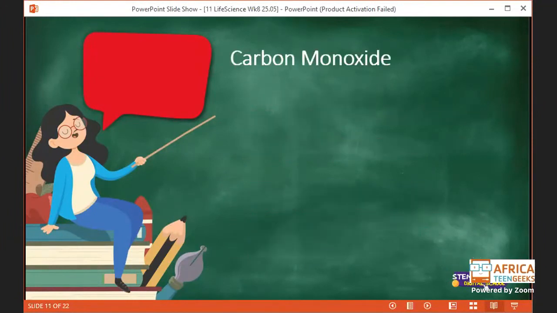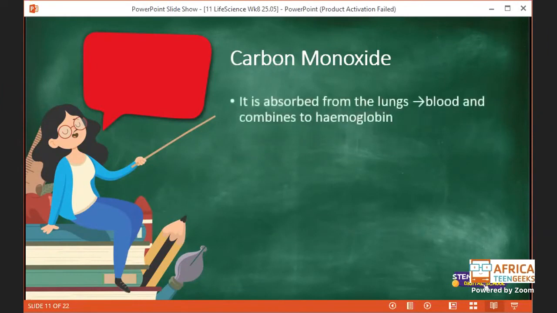Okay, then let us look at carbon monoxide. Carbon monoxide is a gas, it's colorless and very poisonous. And people who smoke don't usually even know that it is present in smoke. Carbon monoxide is absorbed from the lungs, gets into the blood and combines to hemoglobin. All right, so let's do a quick revision. Hemoglobin, what's the function of hemoglobin?